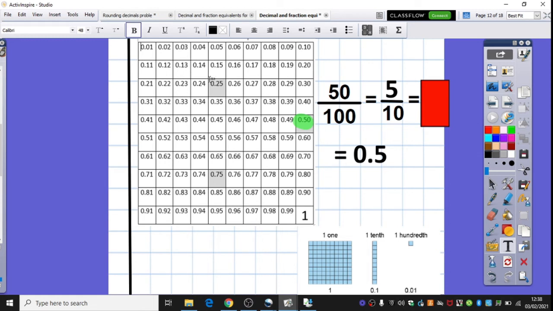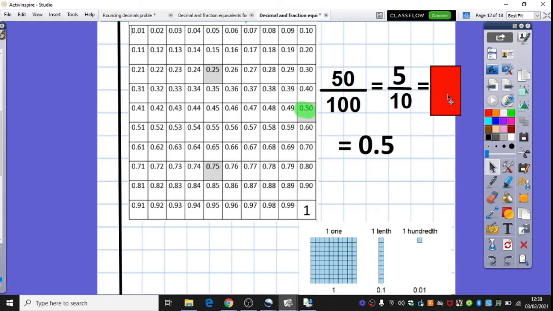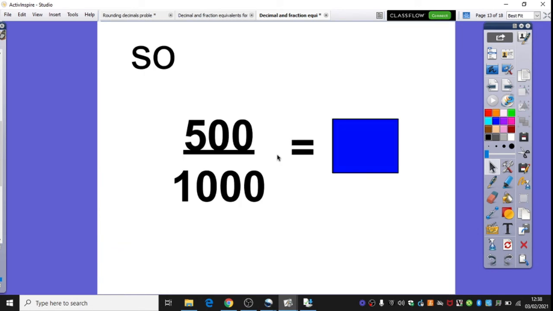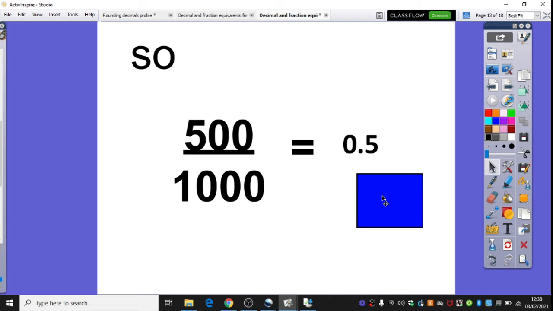Now if you have a look at my 100 square, you might notice that actually if I've got 50 out of 100, I've actually got another equivalent I can identify, which is actually a half. A bit of a trickier one there. So 500 out of 1,000 is equal to 0.5.